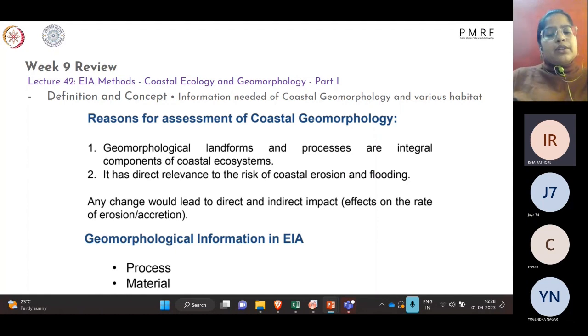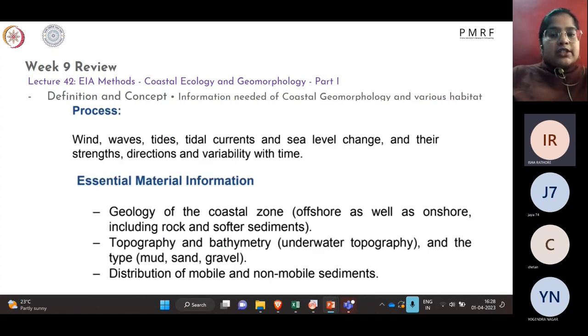And then you need to do two sorts of information gathering for geomorphological EIA, which is you need to gather the information on the process and the material. So for the process, you need to look at the winds, waves, tides, the tidal currents, sea level change, and the trends, directions, and variabilities with time. And in terms of the material, you need the material relating to the geology of the coastal zone, including the rocks and the formations and knowledge of the softer sediments.